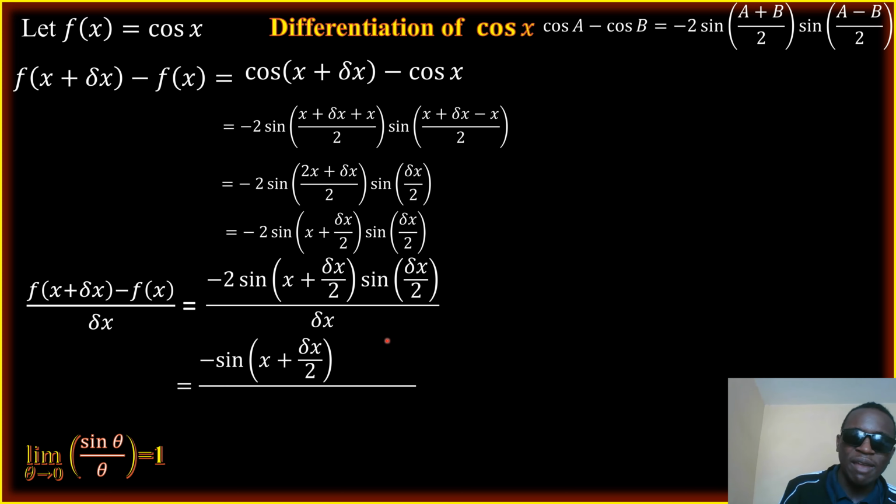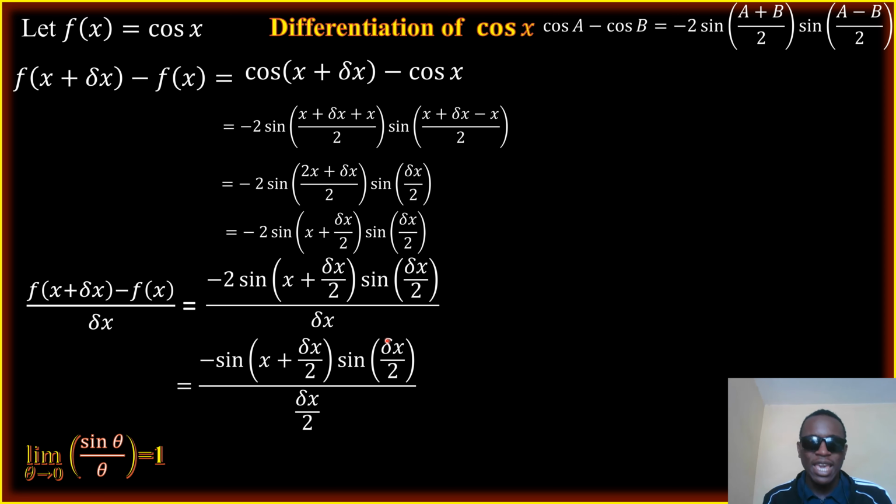Then simplifying further, again, just like what we did, we have this expression here and there is delta x here. We have sine of delta x on 2. So I also want to have delta x on 2 at the denominator, so I'll multiply here by half and also at the denominator by half. So this 2 changes to 1, so we are just left with the negative sign there, and then delta x over 2 here.